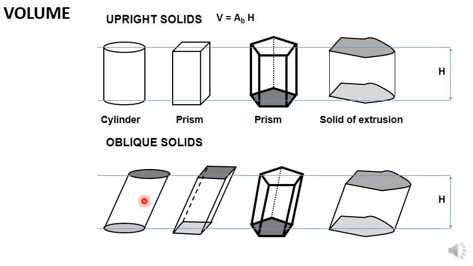If the height of the solid is the same h, and the cross-sectional area is still the same area of the base, then we may compute the volume of the solid using the same formula. The area of the base times the height of the solid. The height of the solid for the oblique solids in this case refers to the vertical height.